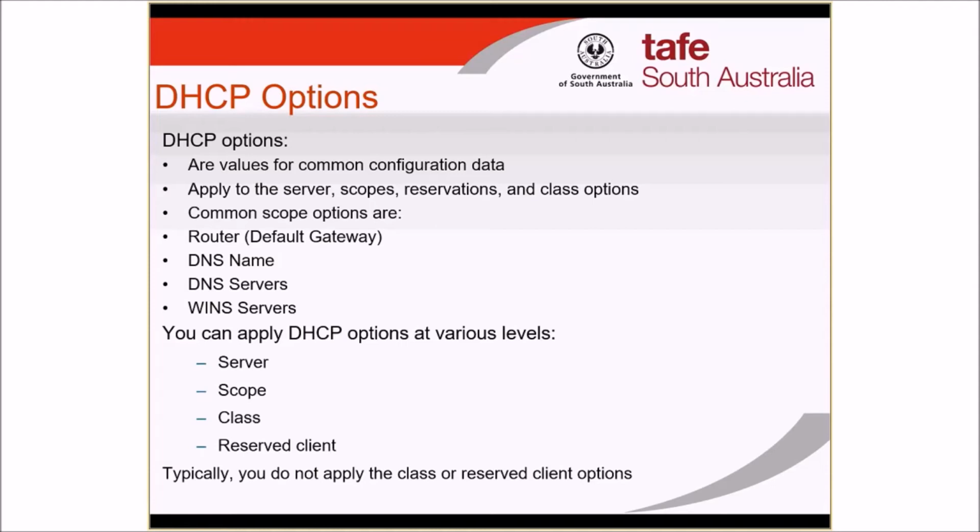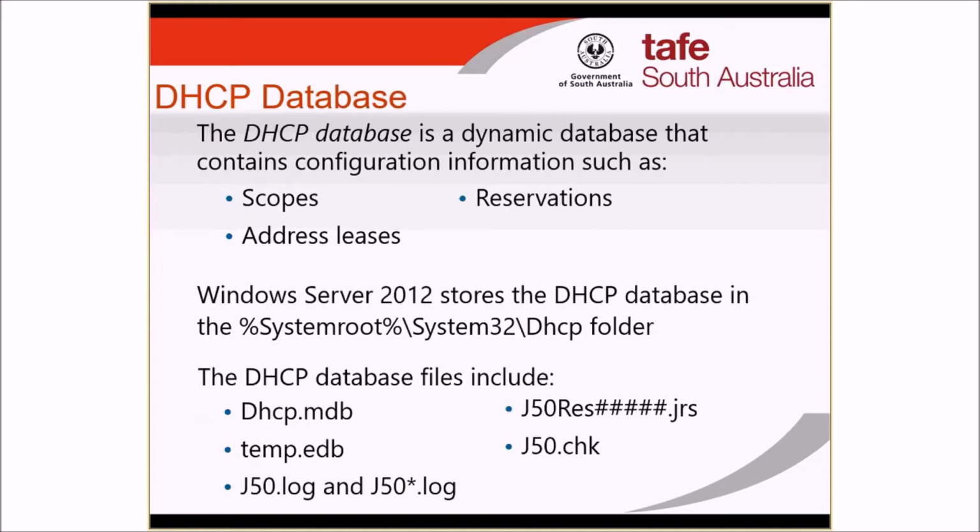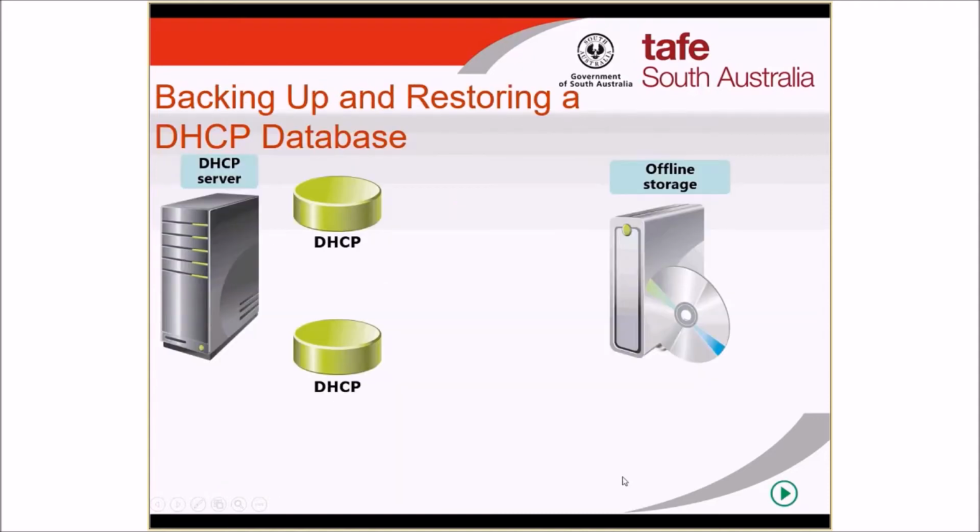Okay. There's also a DHCP database, and this database has your scope information, your address leases, and your reservations, and in Server 2012 as well as 2016, it is stored in this area. When it says system root, it's basically your Windows folder, wherever that might be installed. And the DHCP database files include these files. And basically, hey, why do we even need to know that?